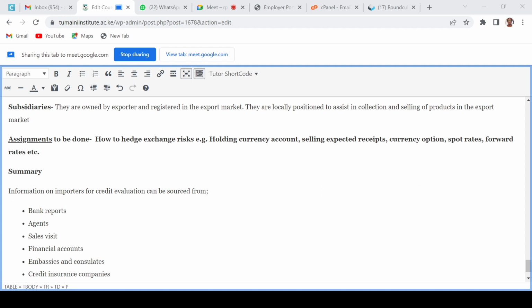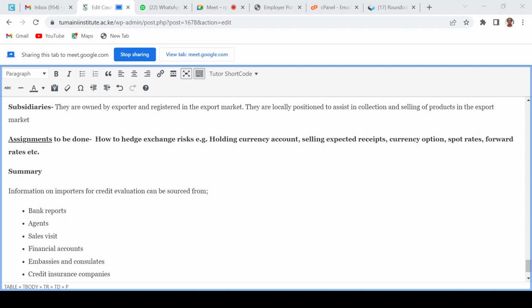There are various ways. One is holding a currency account. You can open an account. Like here, if you are doing a lot with dollars, you can choose to open a dollar account. That dollar account assists you to hold the currency in dollar form, so hautakuwa na shida mingi.